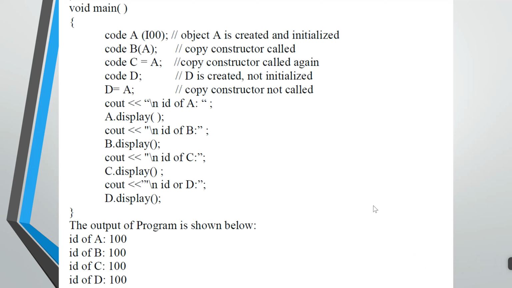Now it's very clear. A uses a parameterized constructor to initialize its value. B uses a copy constructor to initialize its value. C also uses a copy constructor to initialize its value. D is just initialized; it uses a default constructor. Here it's just assigned, but no copy constructor is used. The value of D is nothing but A, just an assignment. So no constructor gets used here in this case. That's the reason it uses all sorts of constructors.